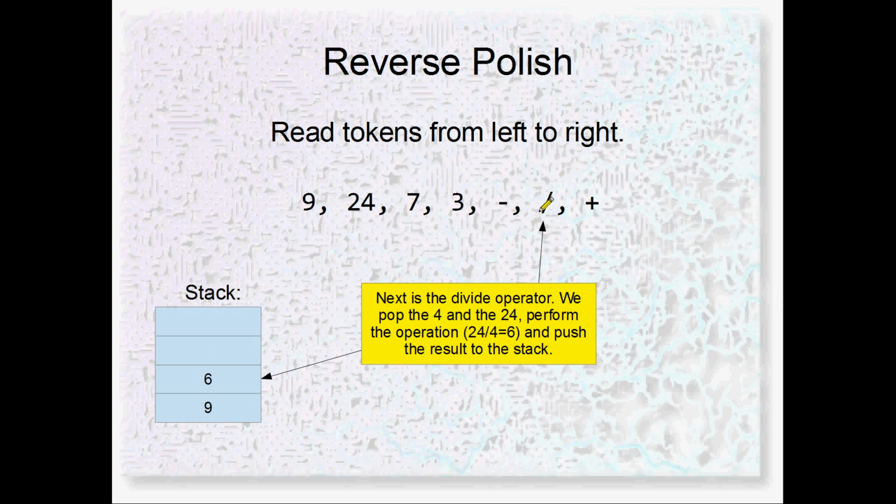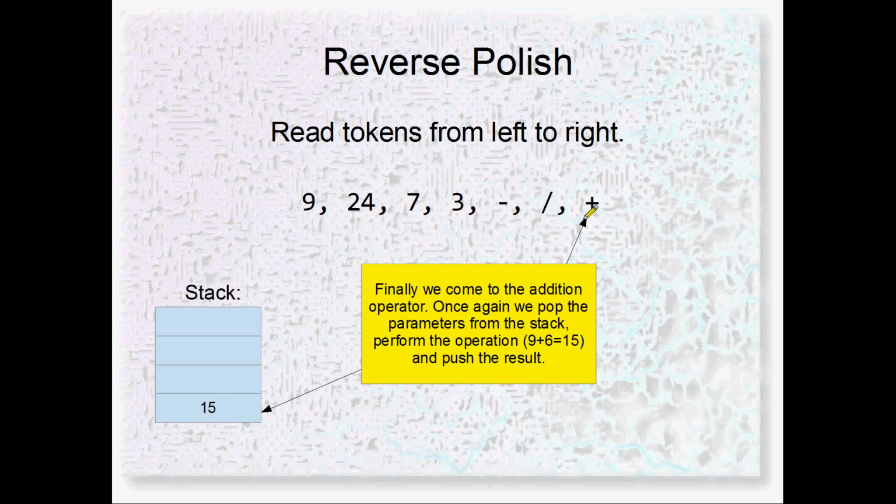Okay, the next token is also an operator. This is divide, and that takes 2 operands as well. So we pop the 24 and the 4 from the stack. We perform the division to get 6, and we push that 6 back to the stack. And finally, we've got the addition. So addition is an operator as well. We pop the 2 values from the stack. We figure out the result of the addition, which is 15, and we push that back to the stack.